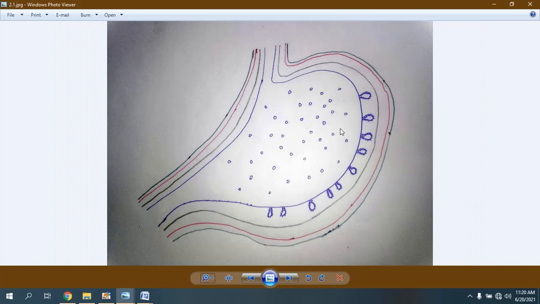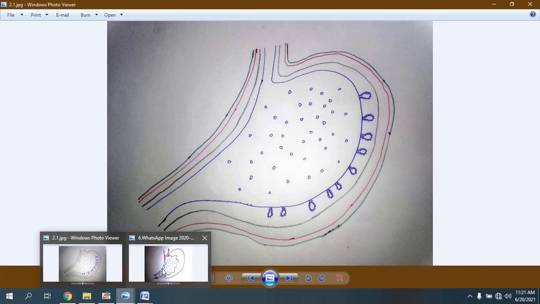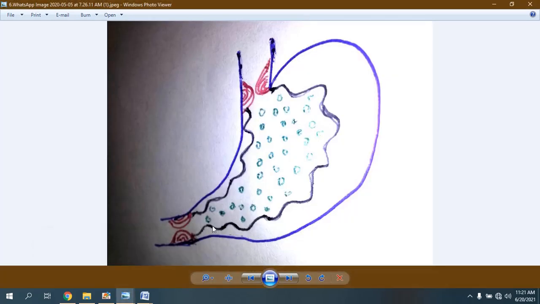Now coming toward the innermost layer of the stomach, that is called mucosa. This is the mucosa. This is the innermost layer of the stomach. The innermost layer of the stomach is somewhat twisted. The surface of the innermost layer is rough, that consists of crests and troughs. That is called rugae. Rugae is the surface of the internal layer of the stomach.